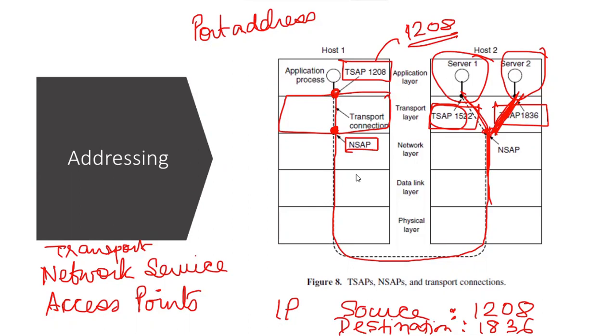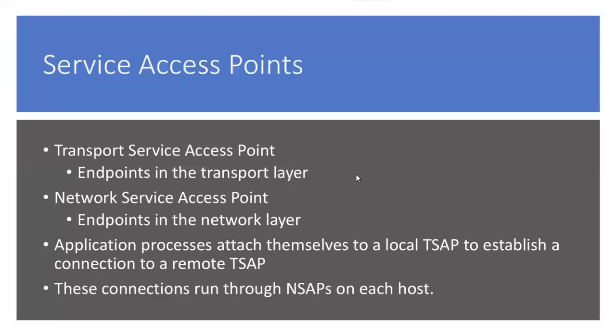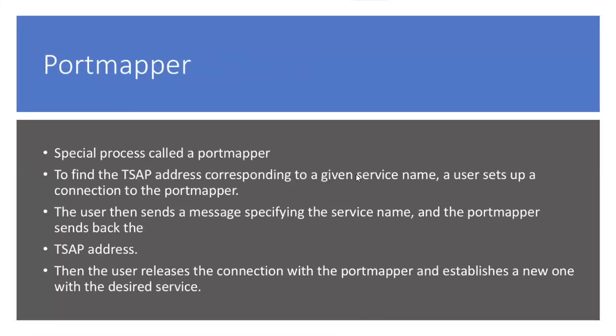Just think of it as something you already know: you know this is the address, so I can send it to this. But this is not possible for every process, because not all TSAPs are fixed, and it is not possible for you to know the TSAP of every process running in host 2. So in that case, what happens? We have something called a port mapper. So what is a port mapper?